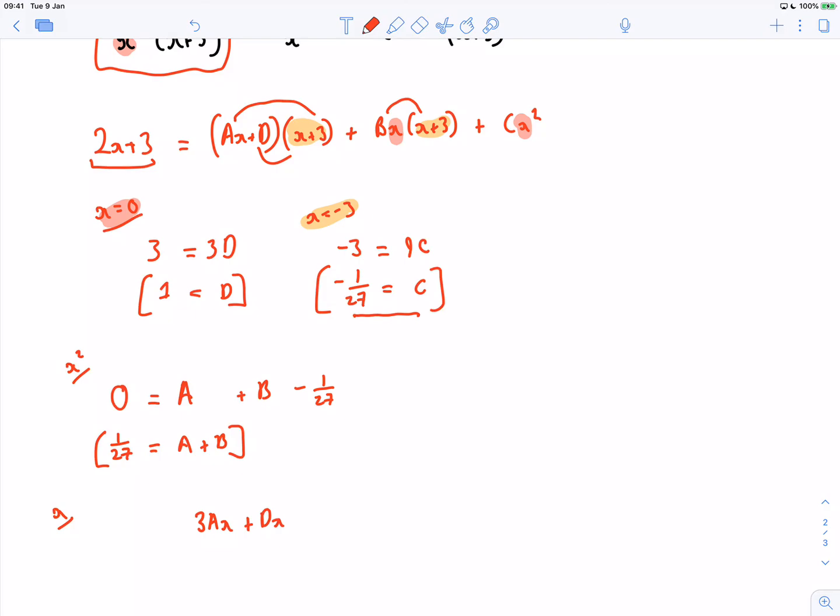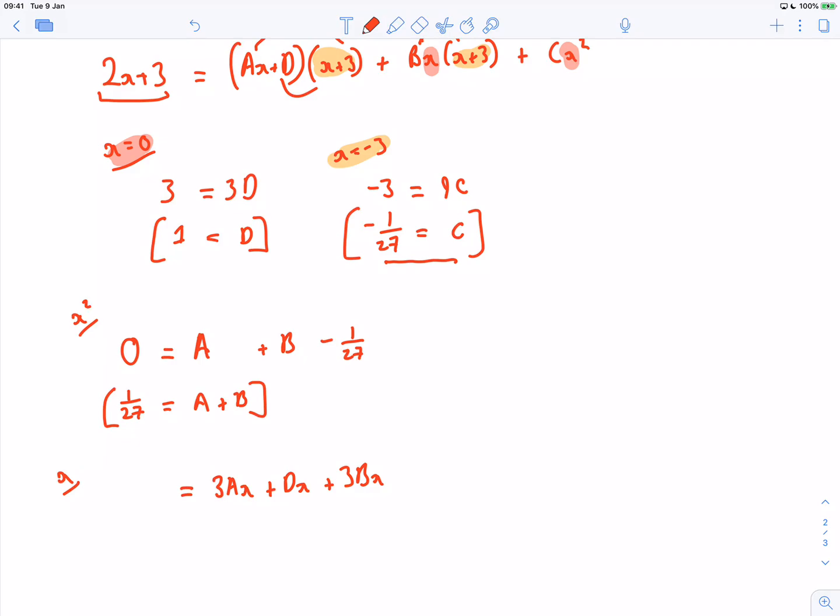And I'm going to have a bx times 3, which is going to be plus 3bx. And this equals the amount of x's on the left-hand side, which is 2x. Get rid of the x's because it's only the coefficients I'm looking for. Now let's consider, well, d is 1. I've worked that out. So if I minus 1 from both sides, this equals 1. So 3a plus 3b equals 1. If I divide by 3 both sides, I get a plus b equals a third.